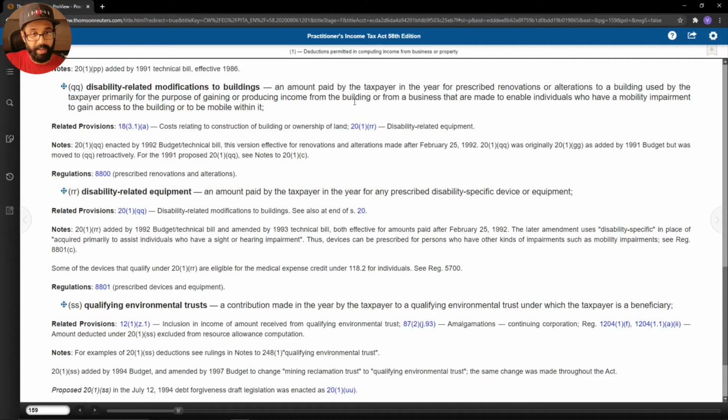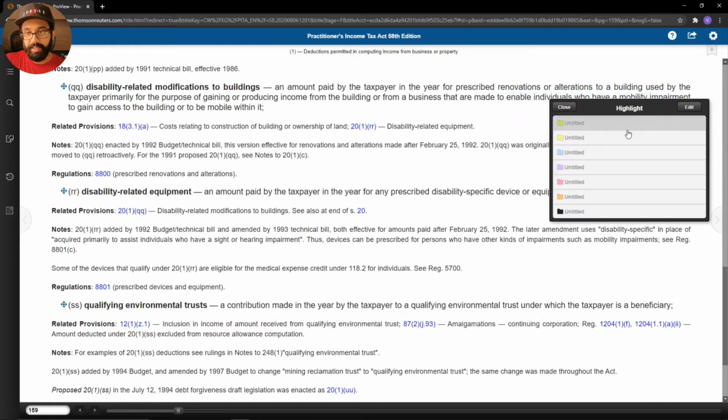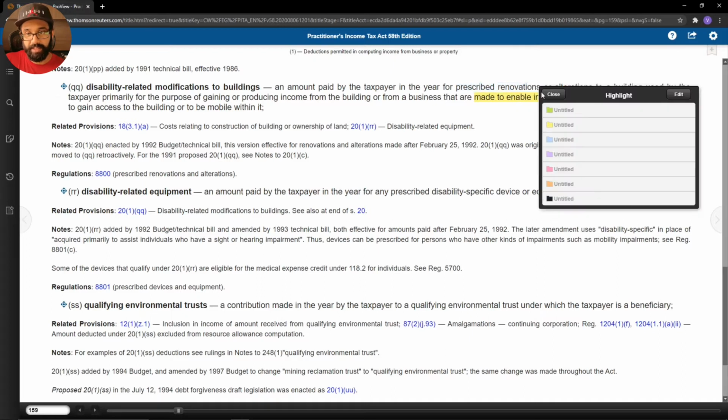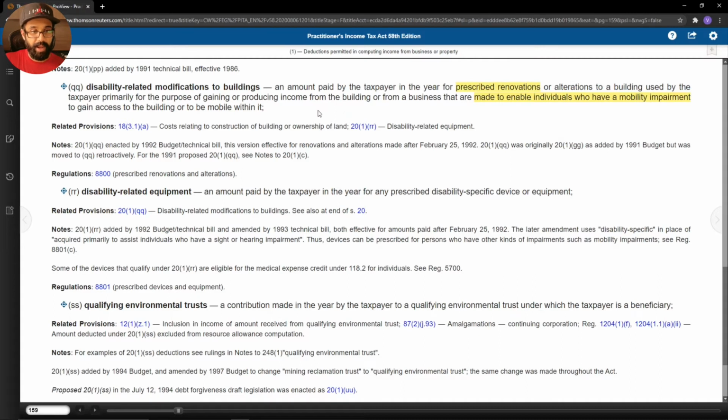You are allowed then to make a deduction, provided it is made to enable individuals who have a mobility impairment. So it certainly sounds like this is going to work, but there was another key word here, the word prescribed renovations. So now the question is, we know that the taxpayer in this question made a renovation to enable an individual who has a mobility impairment to gain access to their building, but we don't know if it was a prescribed renovation. The word prescribed indicates we should look at a regulation. And if we look under the provision, we see related provisions, notes, and then the word regulations, and we are directed to Regulation 8800. So why don't you take a moment and go to Regulation 8800.